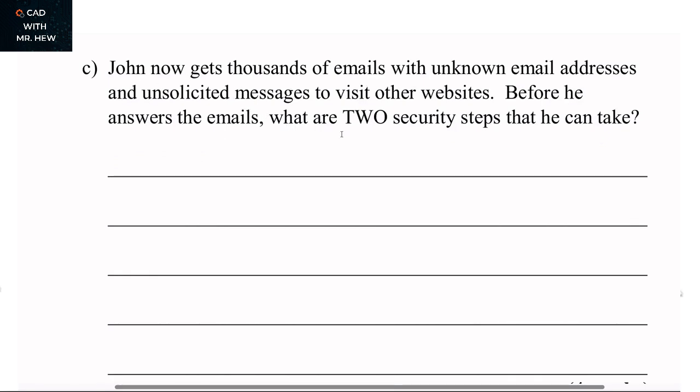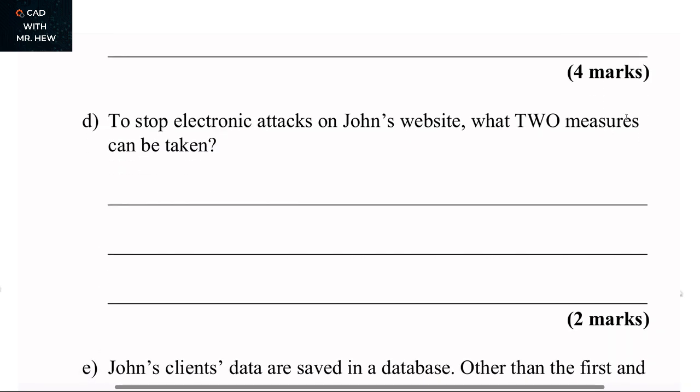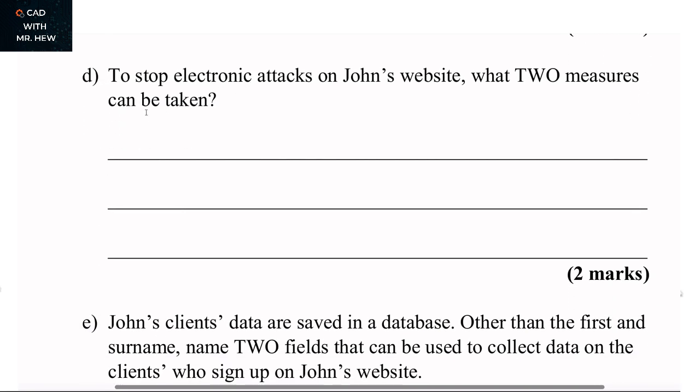John now gets thousands of emails from unknown email addresses, unsolicited messages to view other websites. Before he answers the emails, what are 2 security steps that he can take? That would be 4 marks for question 1C. Okay, question 1D. To stop electronic attacks on John's website, what 2 measures can be taken? And this question is worth 2 marks.